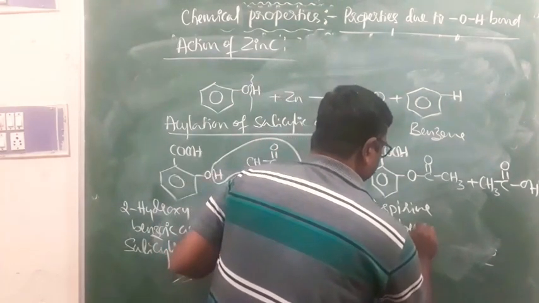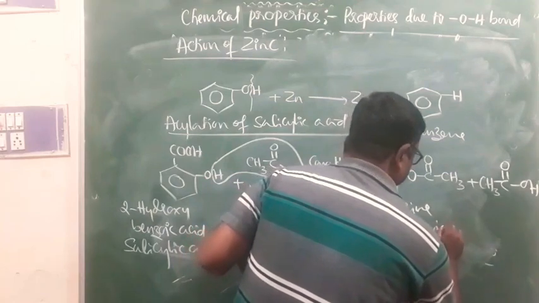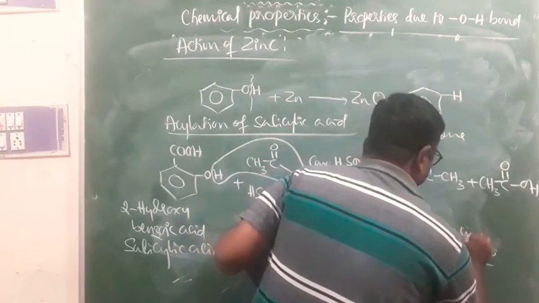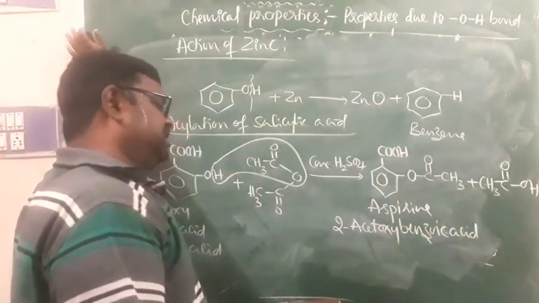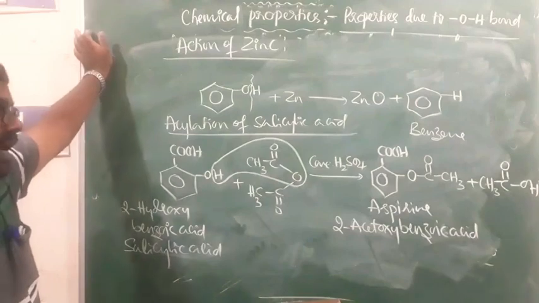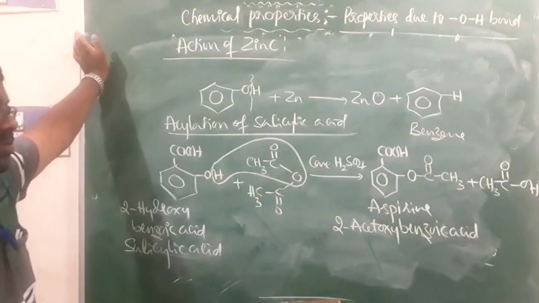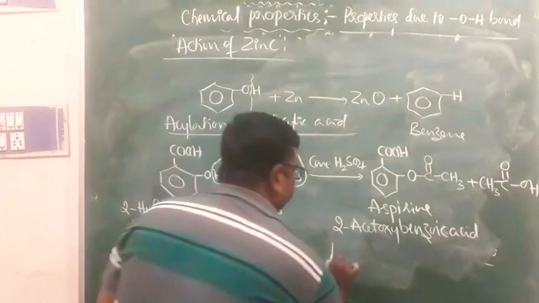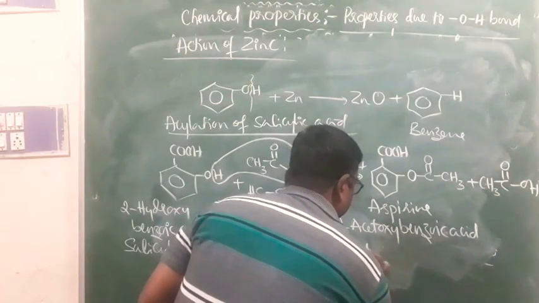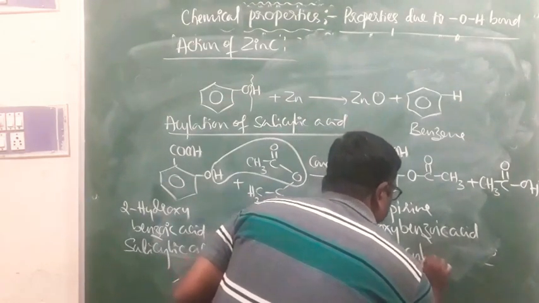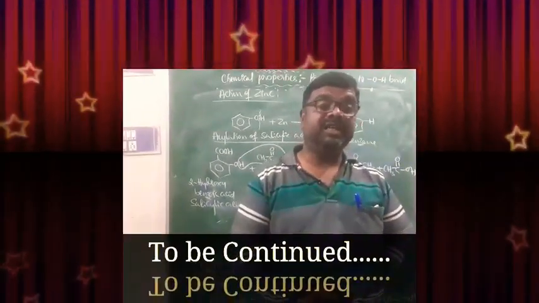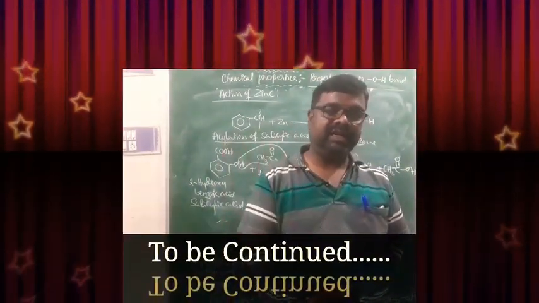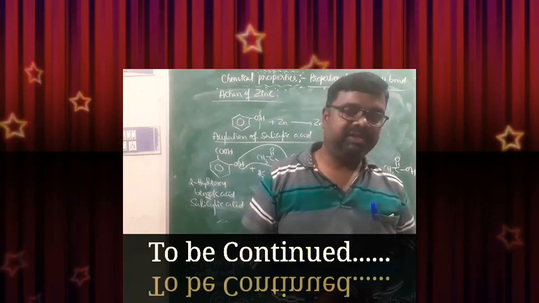2-acetoxy benzoic acid, or acetyl salicylic acid. Acetyl salicylic acid is another name for that particular aspirin. So this is what we call properties of phenols due to the cleavage of OH bond. We'll see the properties due to the benzene ring next. So that's all about properties of phenols. Thank you.